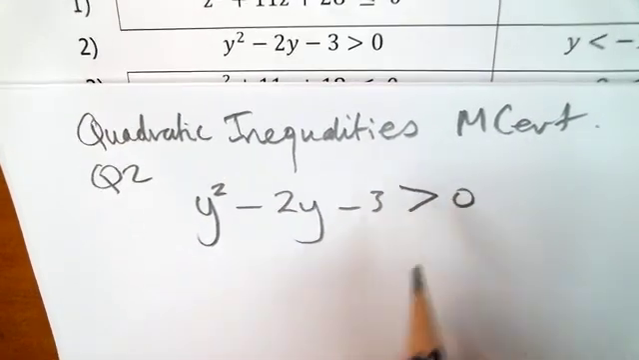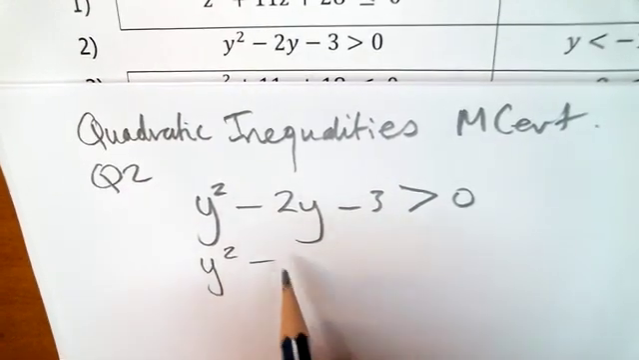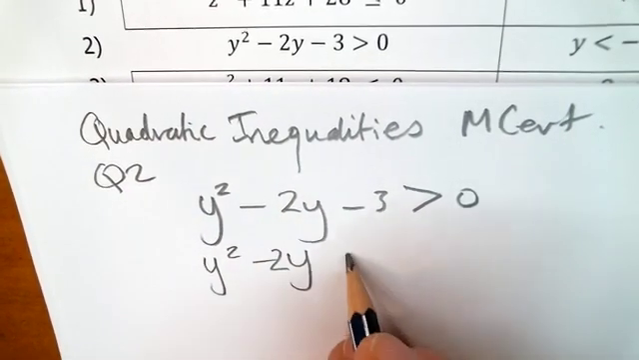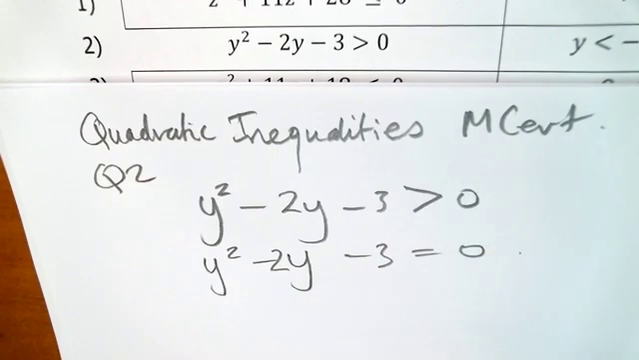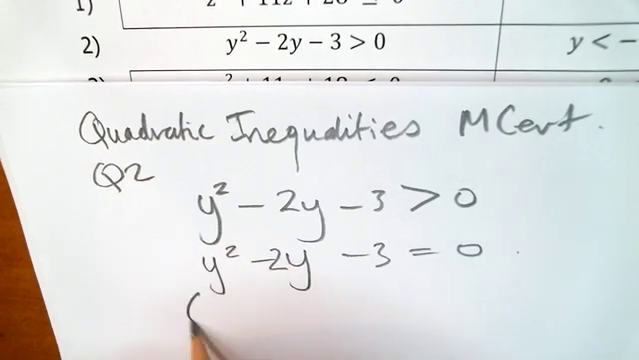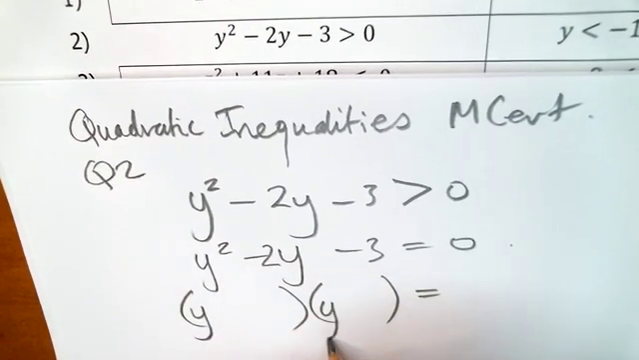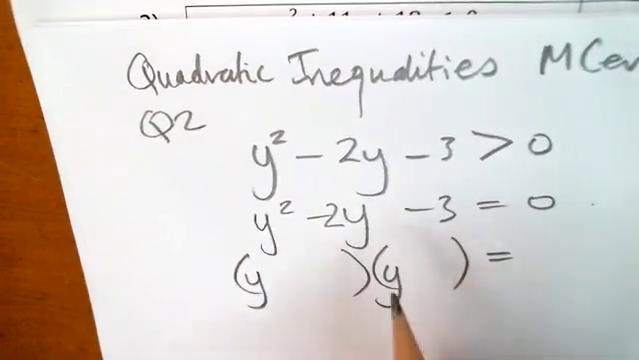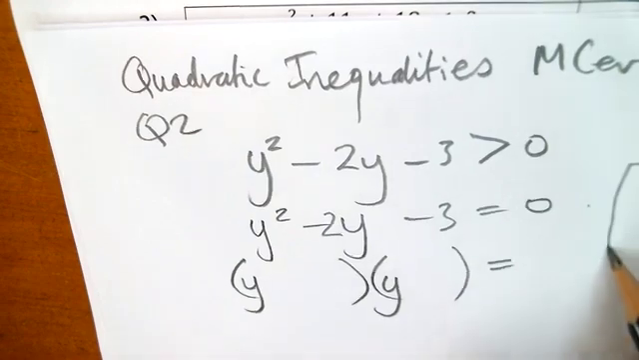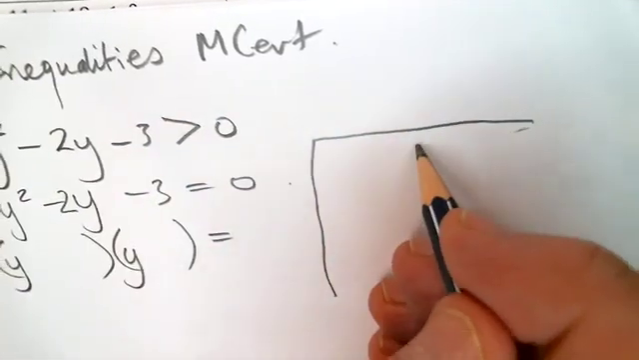Well, let's find the critical points first. So I'm going to solve for y. That's y squared minus 2y minus 3. I'm going to say equals 0. Let's find those points first of all. So y and y. So we're looking for factors of 3. So I'm just going to put a little sidebar over here. Here we go. So we're looking for factors of 3.